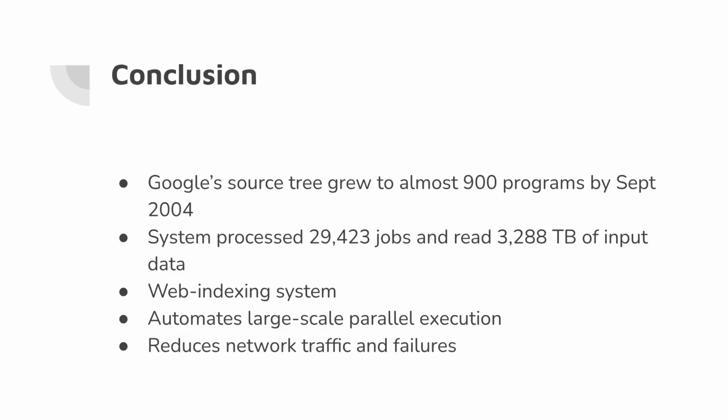The paper's main lesson is that restricting programmers to a simple MapReduce model enables the system to automate large-scale parallel execution. Data locality reduces network traffic, fine-grained scheduling balances the workload, and redundant execution handles failures and slow machines. Overall, MapReduce made large-scale distributed data processing accessible to programmers who did not necessarily have expertise in distributed systems. Its ideas later influenced systems such as Hadoop and many modern data processing platforms.